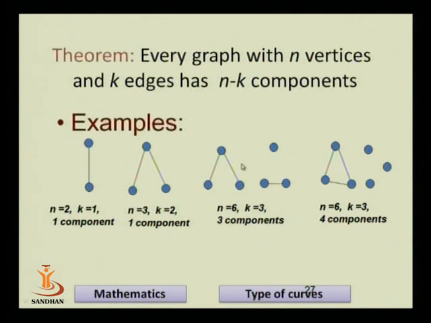This first connected subgraph is the first component. This isolated vertex, itself a subgraph, is the second component, and this single edge, a connected subgraph, is also a third component. The fourth illustration is a graph with 6 vertices and 3 edges with 4 components. These 3 isolated vertices are 3 components, and this connected subgraph is 1 component. In total there are 4 components.